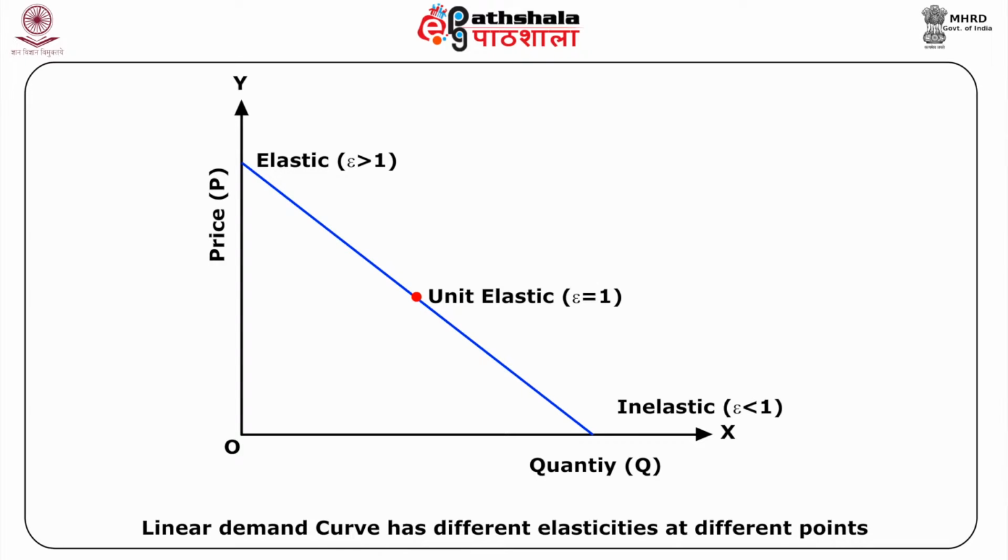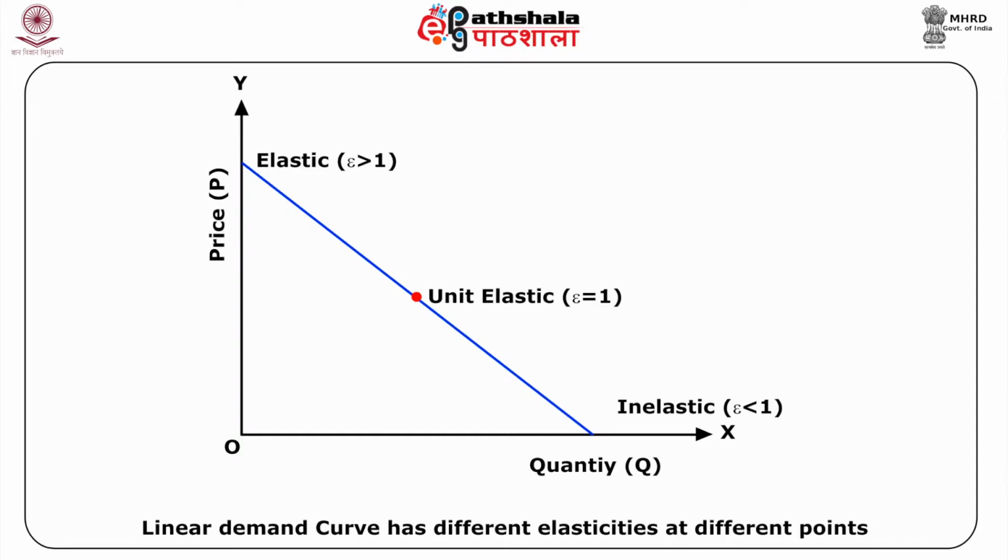For relatively high values of p and low values of q, elasticity is greater than unity. For relatively high values of q and low values of p, elasticity is less than unity, while it is exactly equal to 1 at the midpoint when p is equal to q.